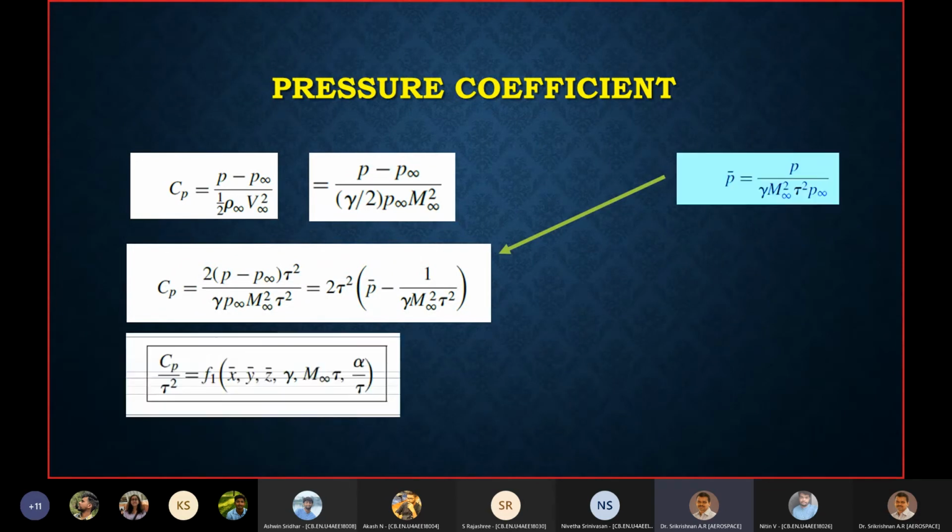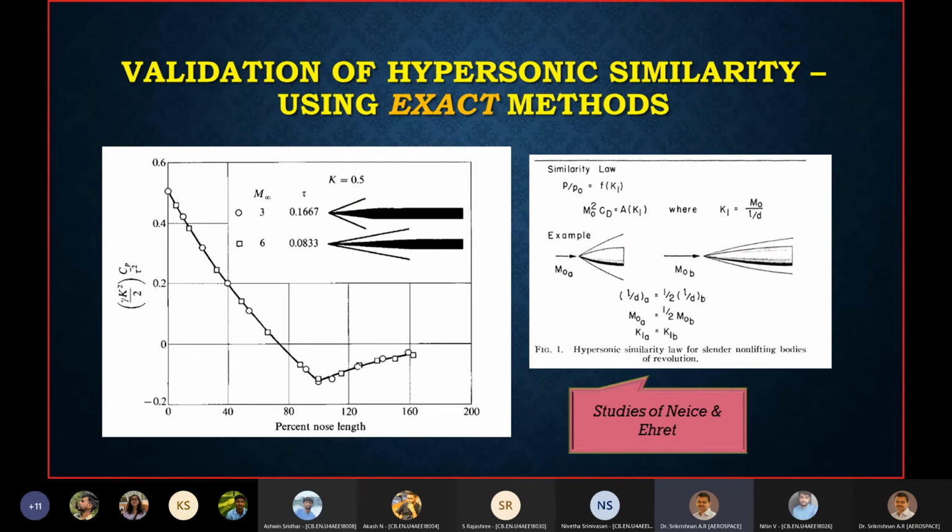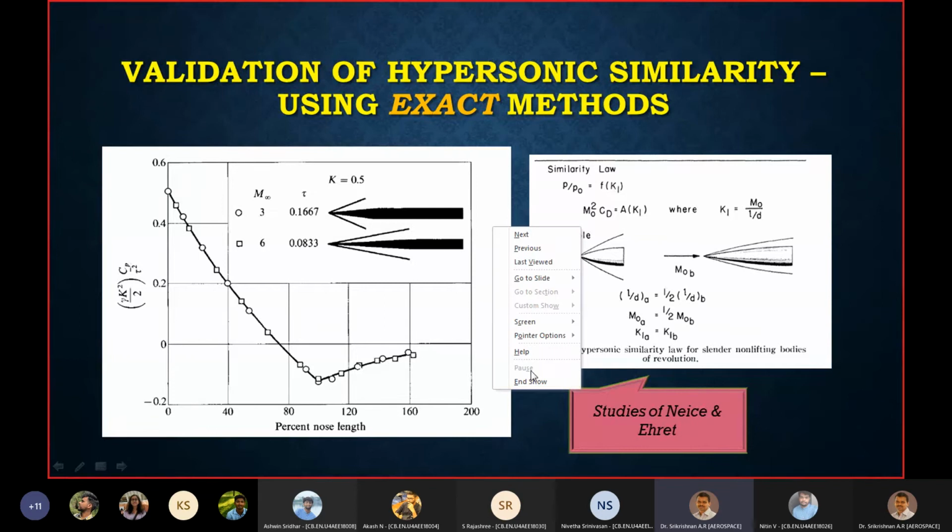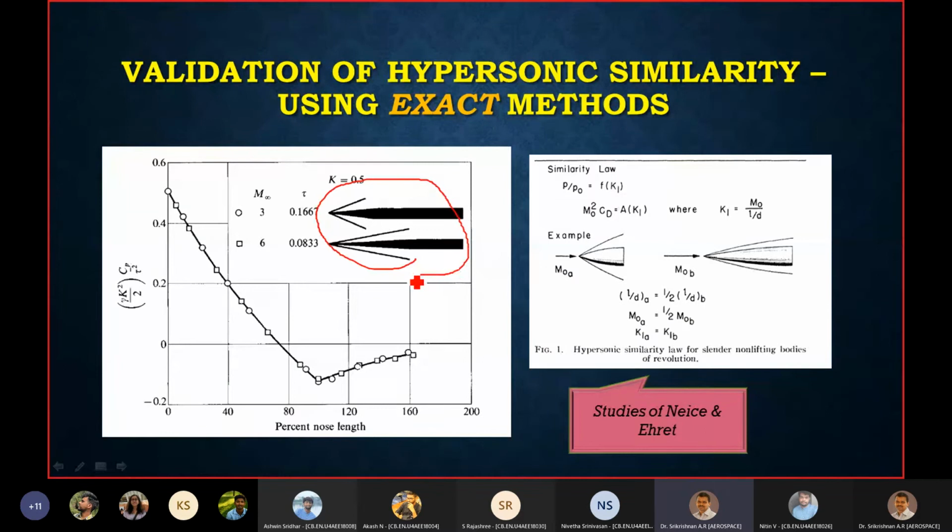This means that we can have the coefficient of pressure, Cp, equated in terms of P by whatever we have been always calling P bar. This has been proven using numerical methods, where they did an analysis for two different bodies which are affinely related, that is, they have similar shape but a difference in the transverse direction. If you expose them to two different Mach numbers, say one is M infinity equals 3 and the other is M infinity equals 6.